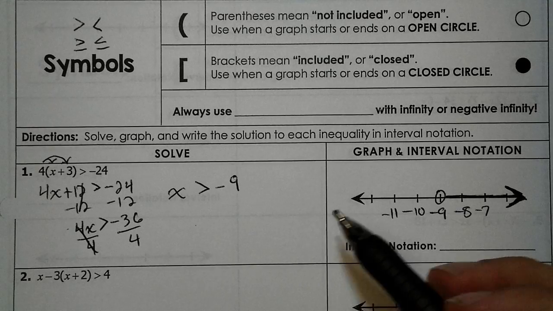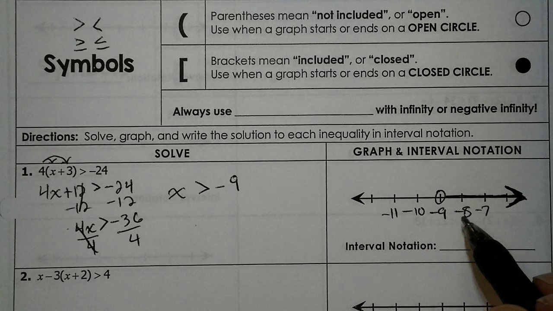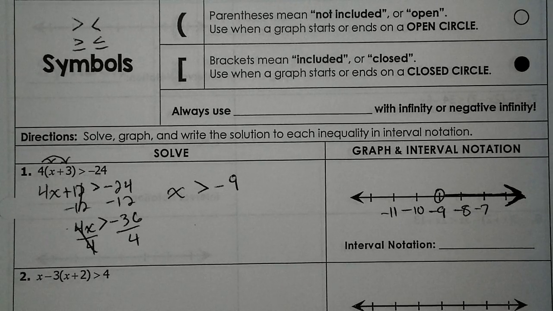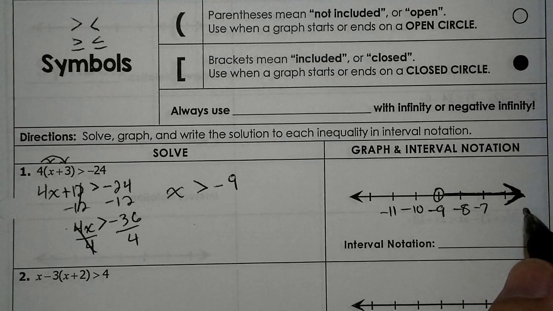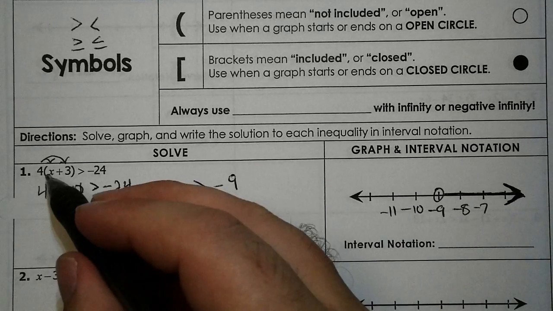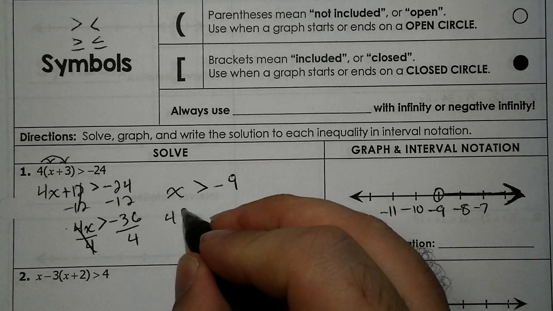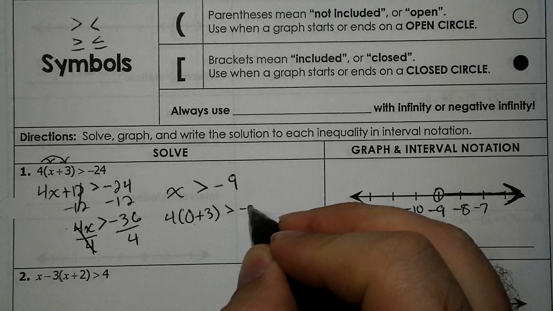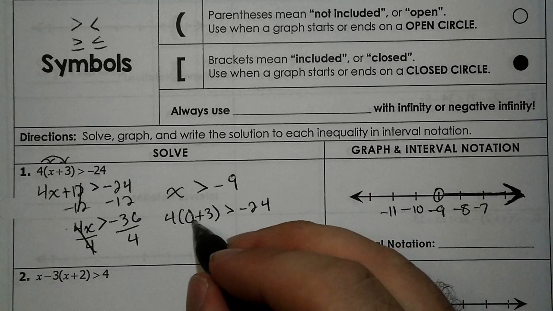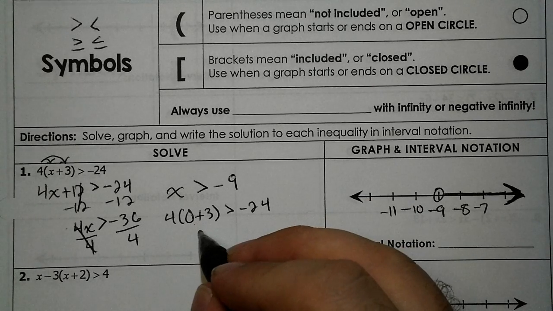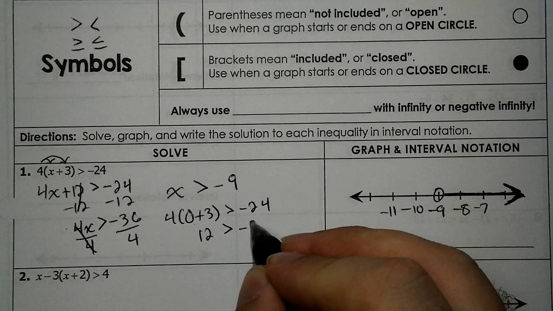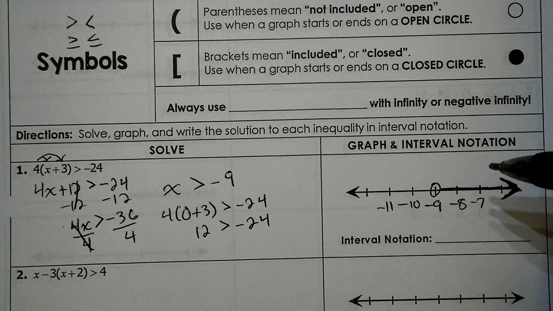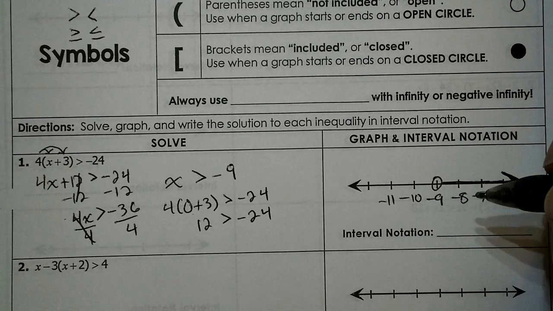Now, how can we check this? Let's pick a number greater than negative 9. Let's use my favorite number to plug in, 0. 0 is greater than negative 9. So I'm going to go back to my original problem, and I'm going to go 4 times 0 plus 3, close parentheses, and see if that's greater than negative 24. 0 plus 3 is 3. 3 times 4 is 12. And is 12 greater than negative 24? Yeah, most definitely.